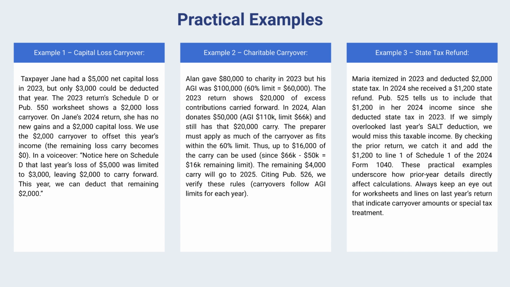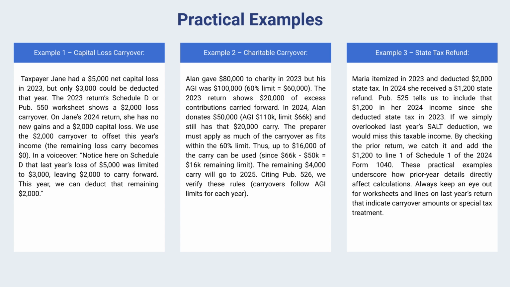Example number 2, charitable contribution carryover. Now let's look at Alan. In 2023, Alan donated $80,000 to qualified charities, but his AGI was $100,000. That means the 60% limit capped his deduction at $60,000, and the extra $20,000 carried forward to 2024. In 2024, Alan donates $50,000 again, and his AGI goes up to $110,000. That raises his 60% limit to $66,000.